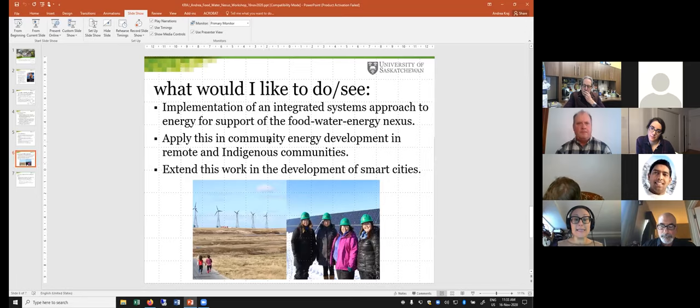What I would like to see is more implementation of an integrated systems approach to energy for supporting the energy part of that food-water nexus. And I'd like to see this applied in community energy development in remote and Indigenous communities. There are a lot of issues outside of energy, with food and with water, in those communities that we serve. So I think there's a real opportunity to build that all together. And I do want to extend this work into the development of smart cities, which is another area where I apply my work.